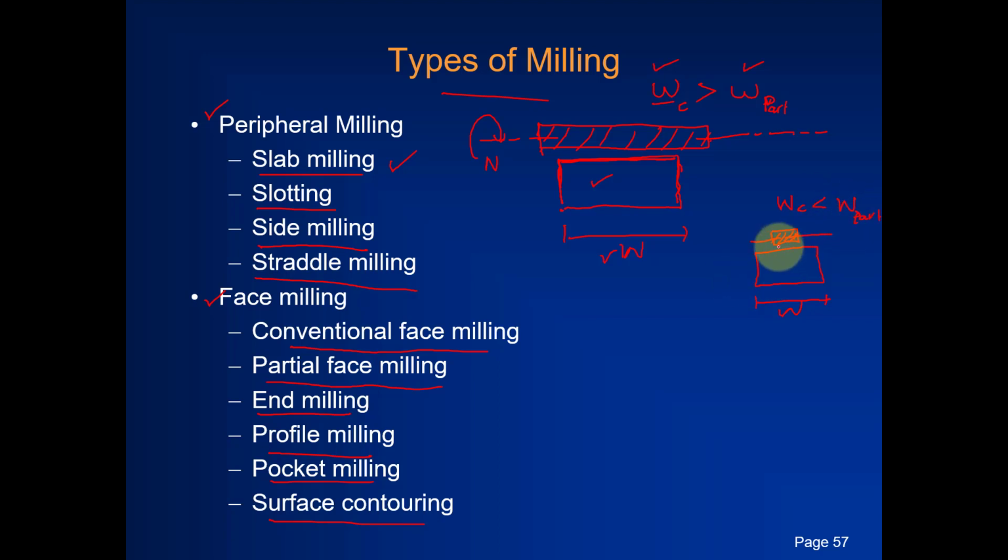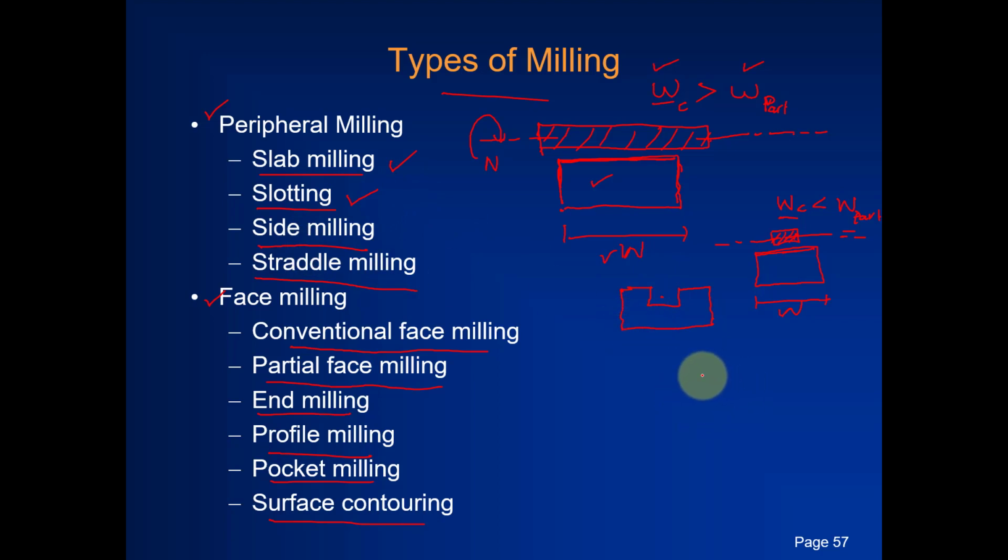Clear? So if you perform the milling operation, again the axis will be parallel to the surface being machined. So slotting is also a type of peripheral milling in which the width of the cutter is less than the width of the part. If you perform the operation on this workpiece, it will give you the geometry like that. So it will create a slot in the workpiece. Clear? This is a slot. So that type of milling is known as slot milling.